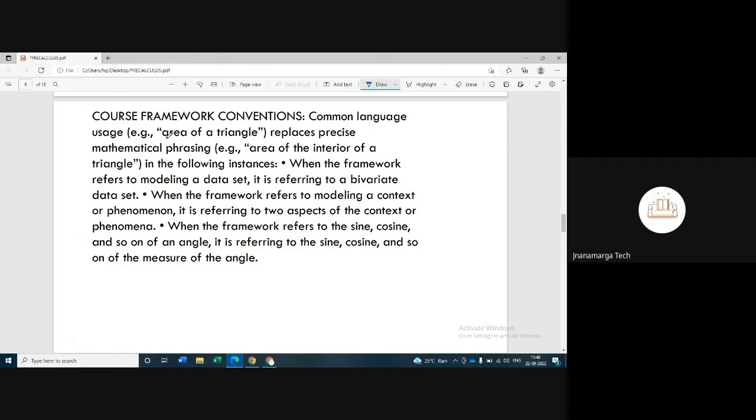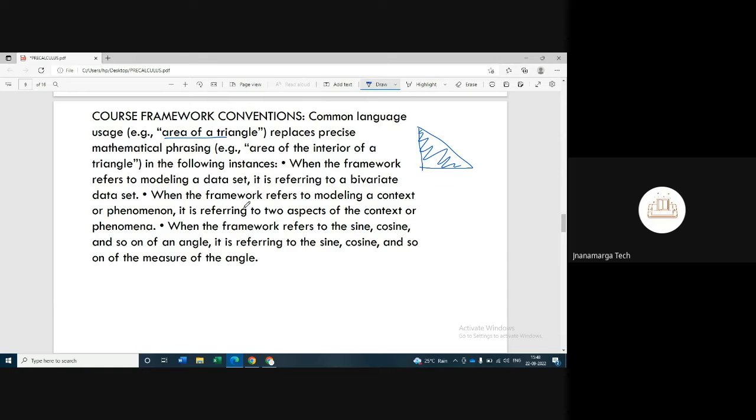For example, the area of a triangle means the area in the interior of a triangle, which is very basic. If we have a triangle and we need to know what the area of a triangle is, by that we mean the area which is inside of the 3 sides. Again, when the framework refers to a modeling of a data set, it is referring to a bivariate data set. We have already discussed this before, that whenever we are relating or referring to a modeling of a data set, we are talking about a bivariate data set.